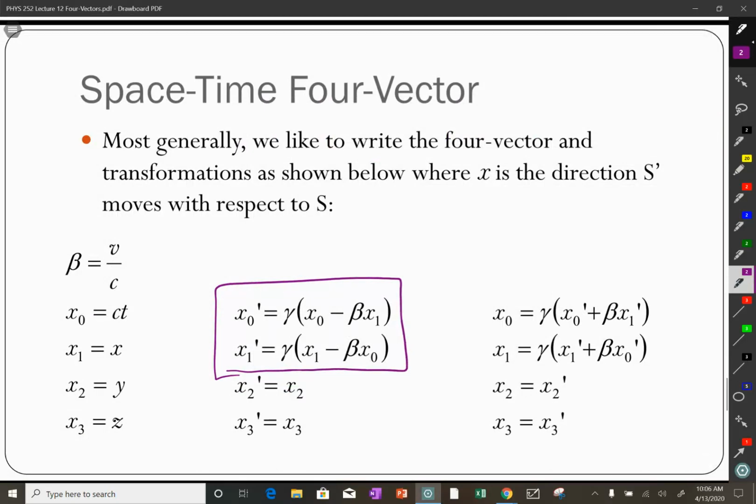What about the y and z directions? The y and z directions are unchanged. Remember, length contraction was only parallel to the velocity. So the y and z's are unchanged.